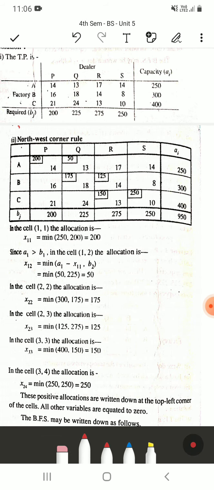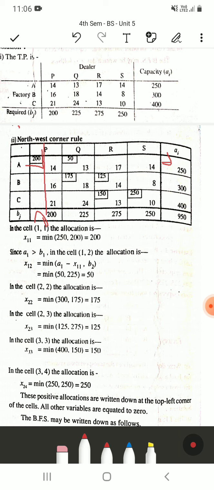So in the northwest corner rule, the first step is to take the first cell, which is on the northwest side. So this is your first cell, the northwest cell. Now you have to make one allocation over here. To make the allocation, what you have to check is which is minimum between a_i and b_j. In these two values, it is clear that 200 is less than 250. Therefore, in this box you have to fill 200.